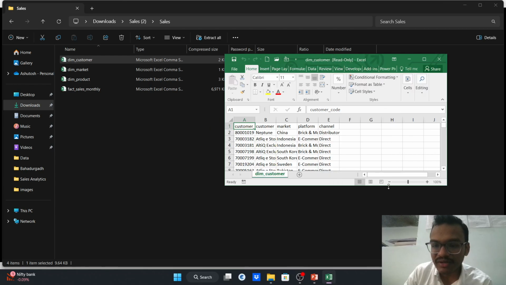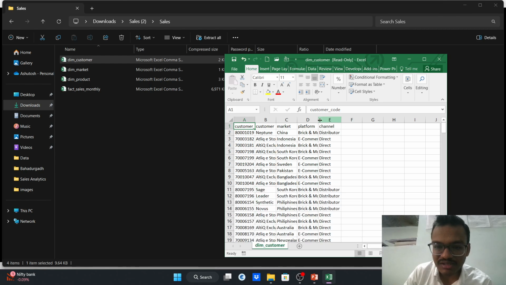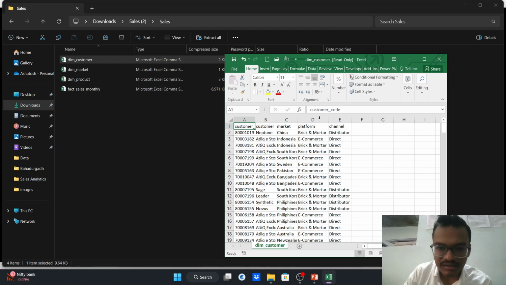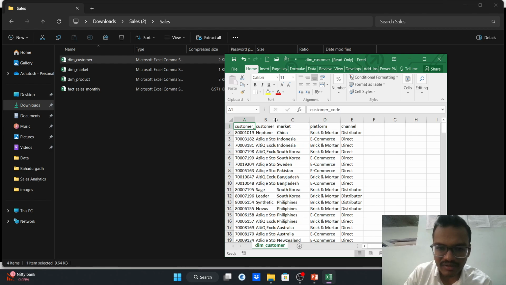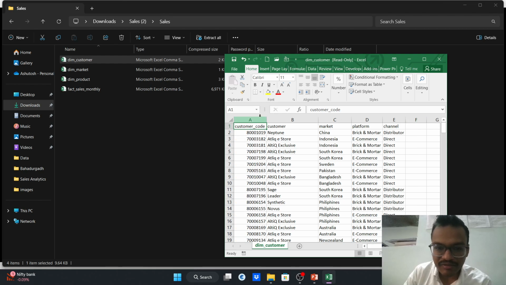So dim customer, here you can see, I will not expand it fully. Here, dim customer means it is a dimension table. Okay. So here you can see the first column is a customer code, second is customer name, third is market, fourth is platform, and last one is channel.